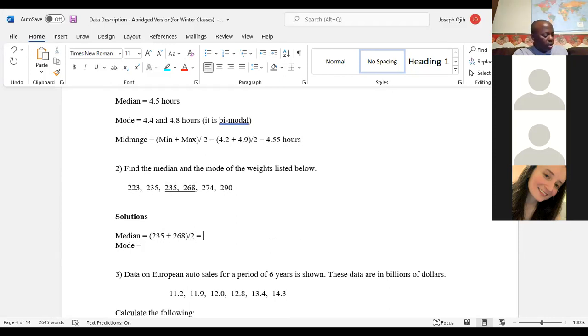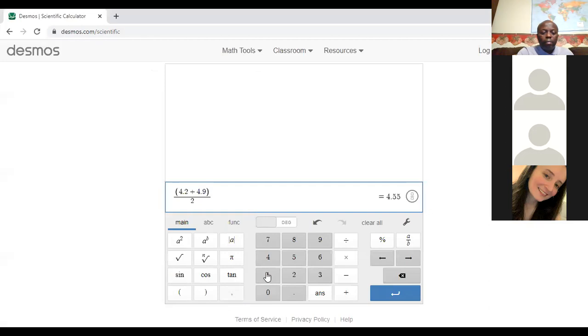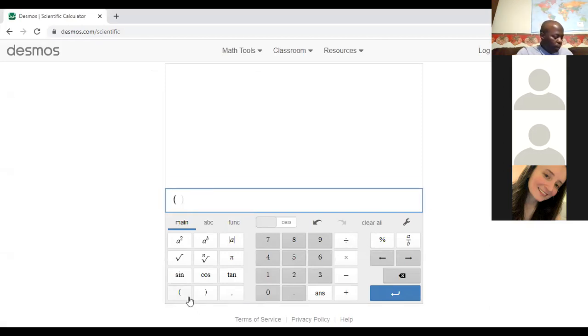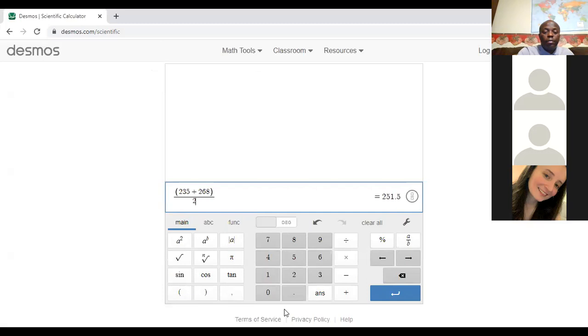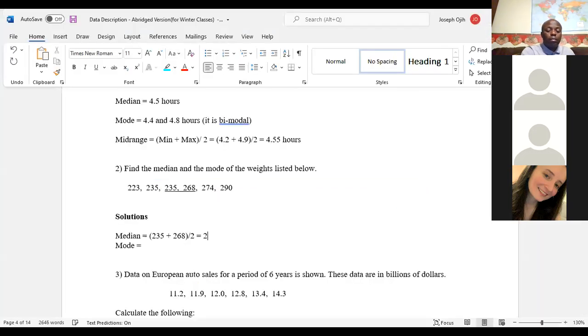So we have 235 plus 268. I'm going to take it to the calculator. So we got 235 plus 268 divided by 2, which is 251.5. So half of the weights are 251.5 or less, and the other half are 251.5 or more.